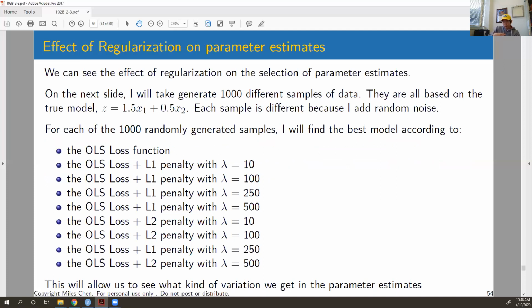Okay? So why bother with the regularization? How would this help us avoid overfitting? The reason why it would help us avoid overfitting is that it ends up reducing the amount of variation in the W1 and W2 estimates, okay?